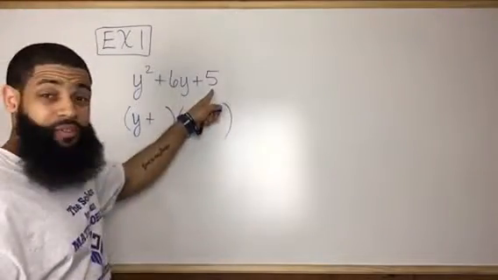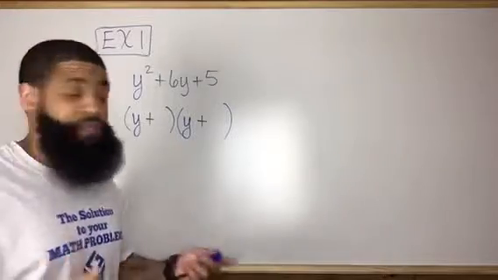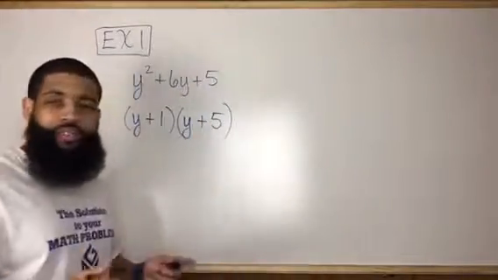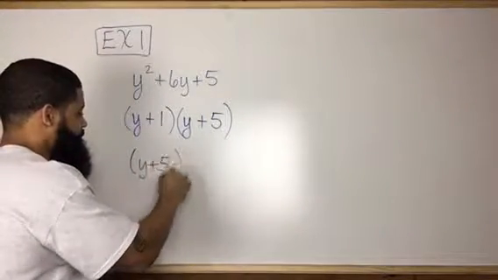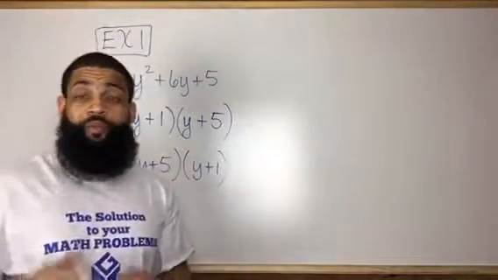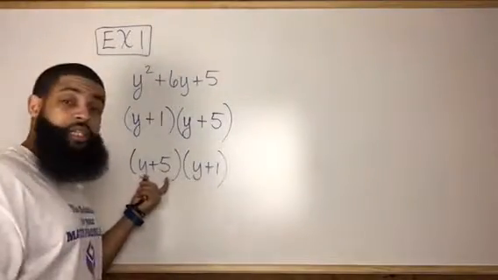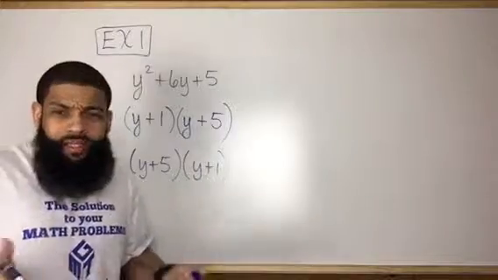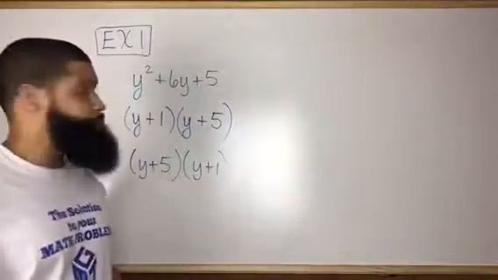Now, 5 is a prime number, so it only has the factors 1 and 5. So I can put 1 here, 5 here. It's fine if you say y plus 5 and then y plus 1. It's going to be the same thing because of the commutative property of multiplication. Whatever the value in this parentheses times the value in this parentheses is going to end up being the same regardless of the order that we put it in.